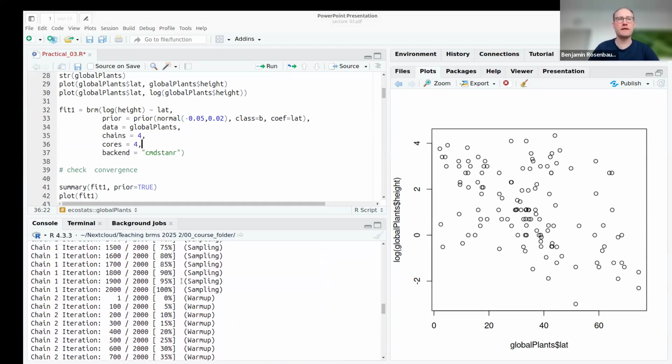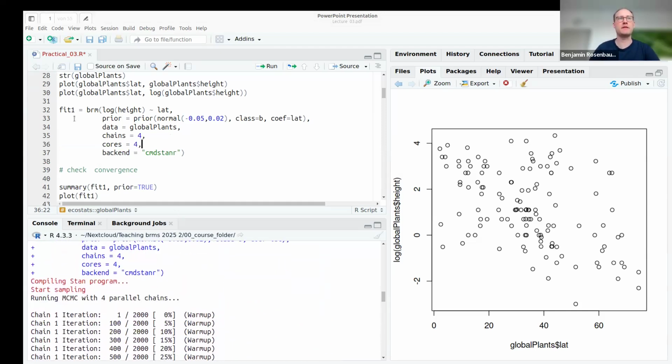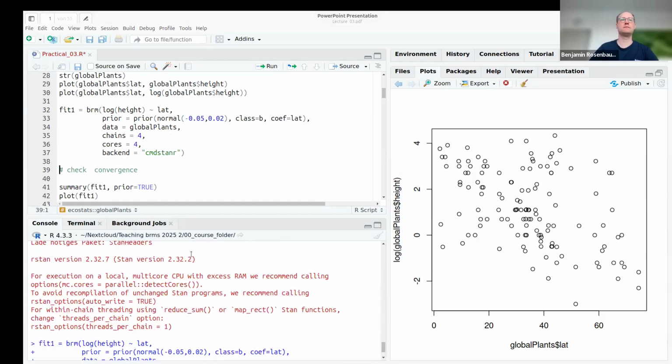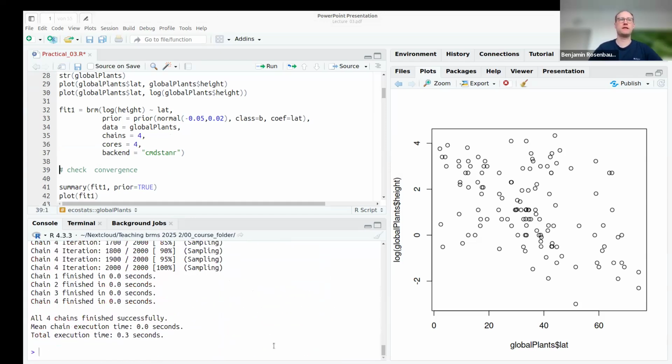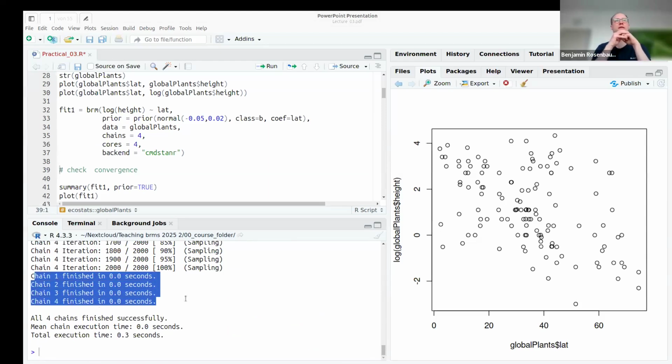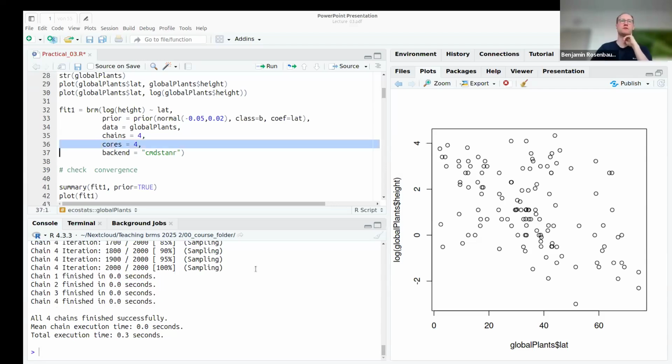Okay, it was so quick that I didn't see what happened. Let's run this again. Okay, this is really quick, and here all the chains are actually run at the same time in parallel, because I specified cores equal to 4. And if your MCMC takes, I don't know, 10 minutes to run, then you only have to wait 10 minutes instead of 40 minutes, because all 4 chains are done simultaneously.